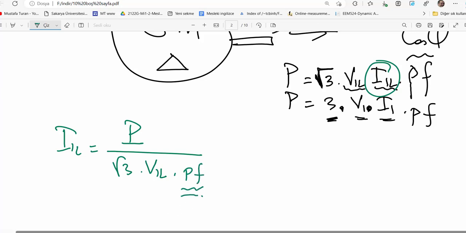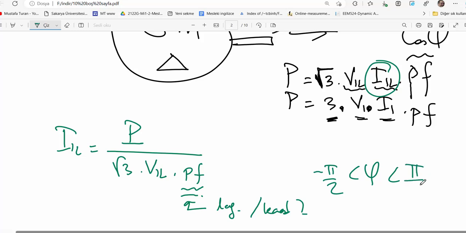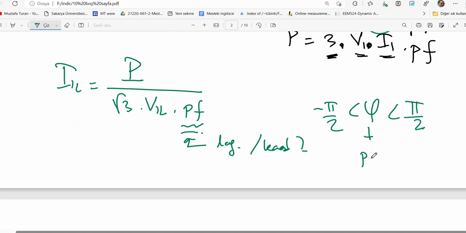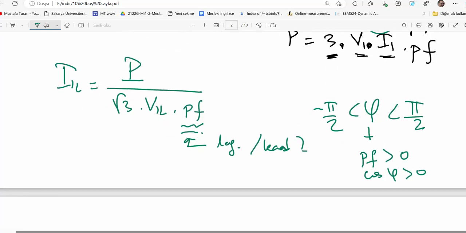Now it is not important to consider whether it is lagging or leading in this equation. It makes no change, because the angles in these ranges always result in a positive power factor, positive cosine phi, since the cosine function is an even function. Okay, so let's calculate this.